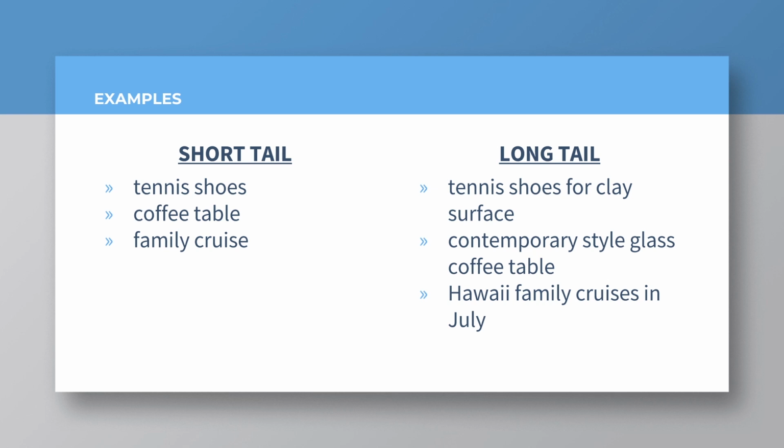So as you can see, the long tail is more specific and implies a user intent to make a purchase as they are coming out of the research phase of their buying cycle. They know what they are looking for and are now looking for the best place to buy it.